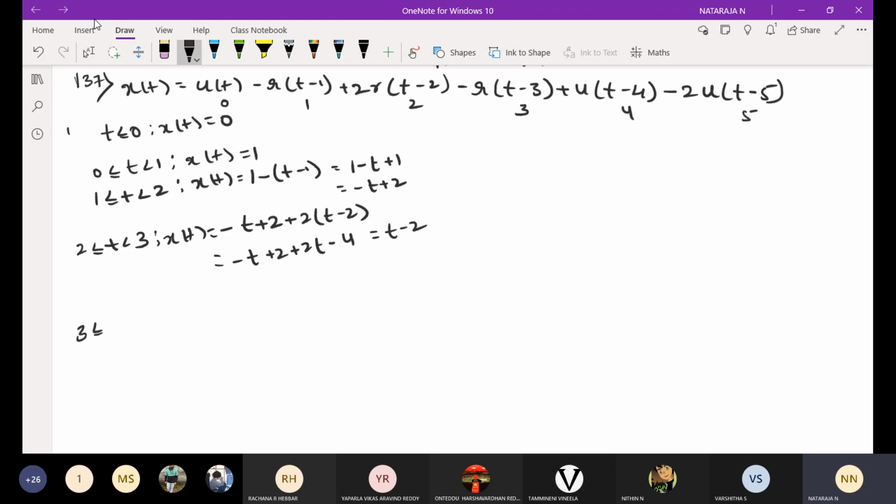Then from 3 to 4, your x of t is equal to the previous output, which is t minus 2. Then minus of t minus 3, means minus t plus 3. Am I right? Yes. What will you get? The t gets cancelled, 3 minus 2, you will get 1.